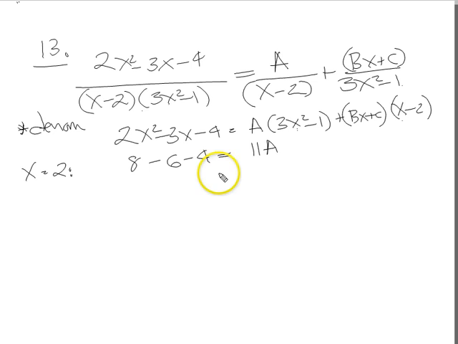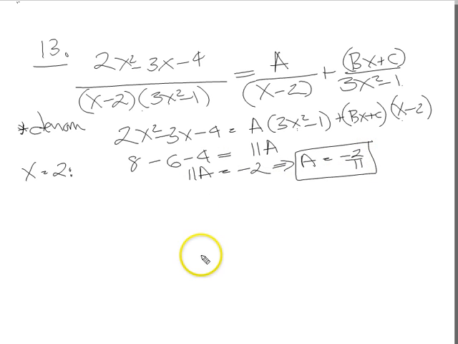So 11A is equal to 8 minus 10, which is minus 2. So that tells us A is minus 2 over 11. There we go, that's that one done. That's A. Now let's look at it again here.